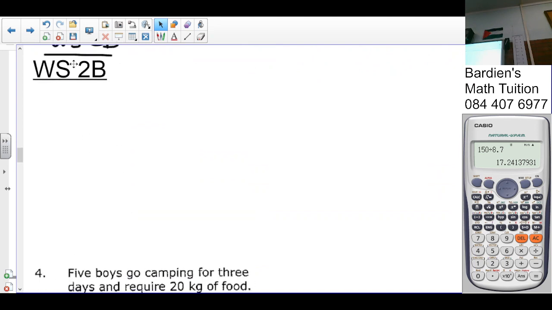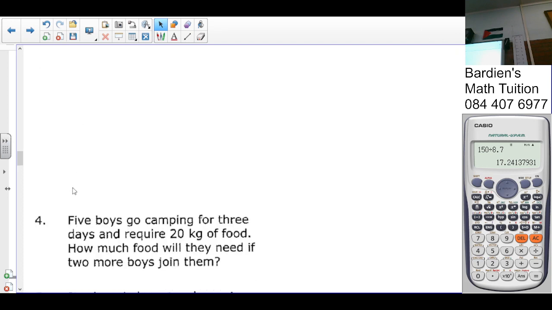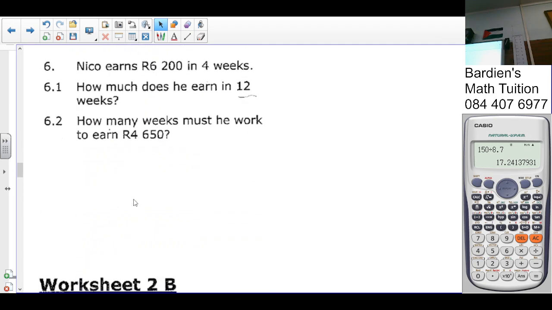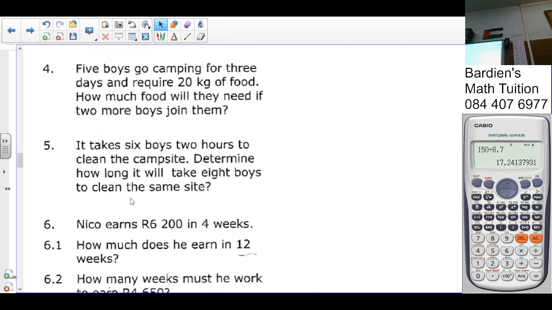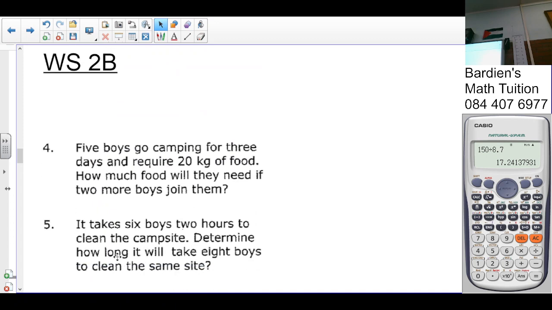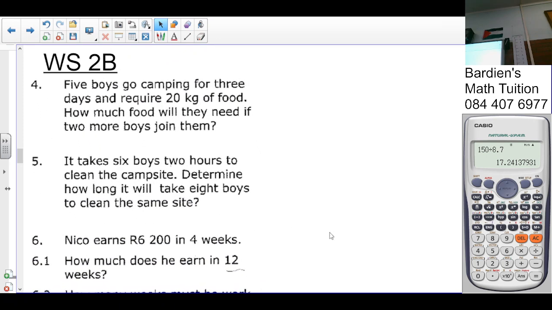Now number 5. Five boys go camping for 3 days and require 20 kilograms of food.